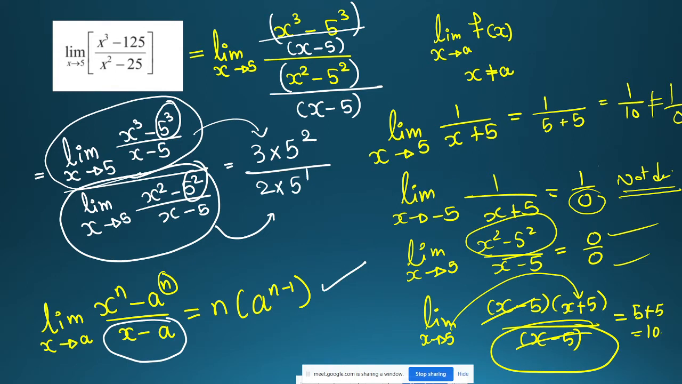This 5 square is nothing but 25 divided by 5. So 5 ones are 5 and 5 twos are 25. 5 fives are 25. So what did you get ultimately? 5 threes are 15 divided by 2. So this is nothing but the answer.